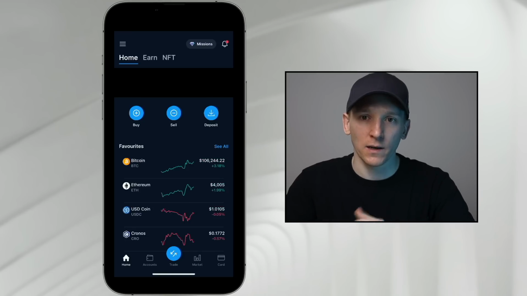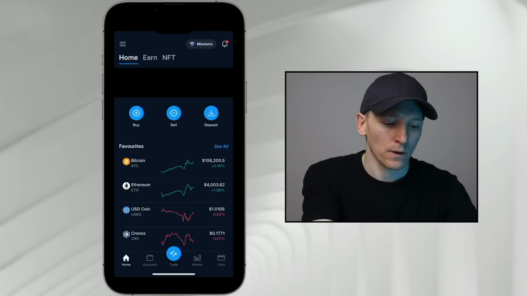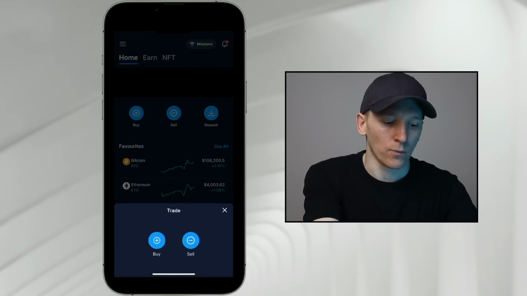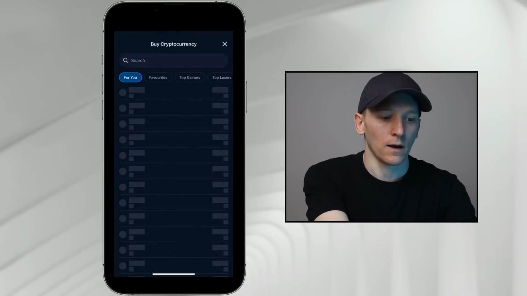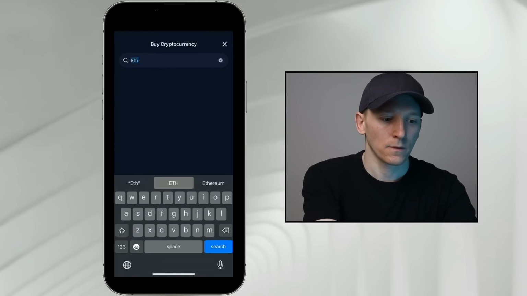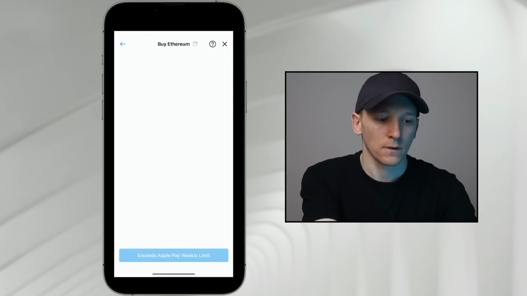So those two things I need in my wallet. It's actually a lot easier than it seems. I'm going to go to trade and we're going to buy. And we're going to press ETH, this one right here. Buy an amount of this.